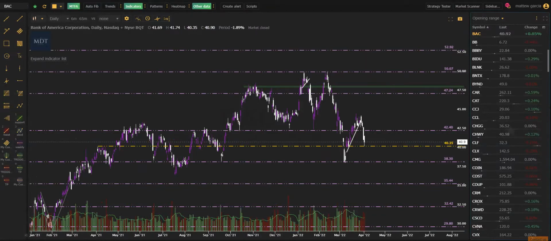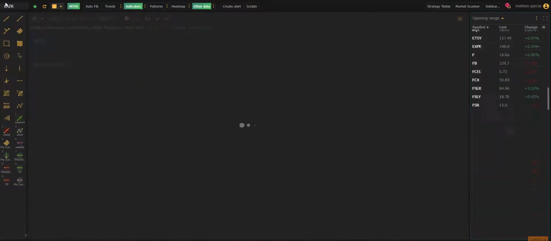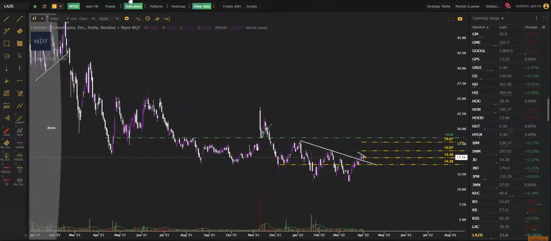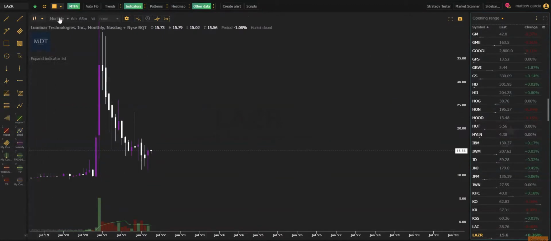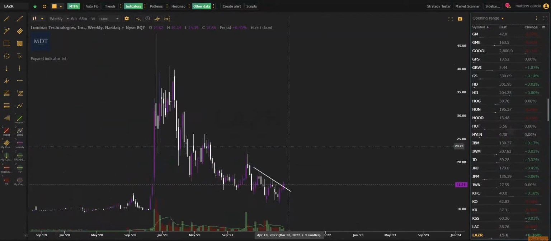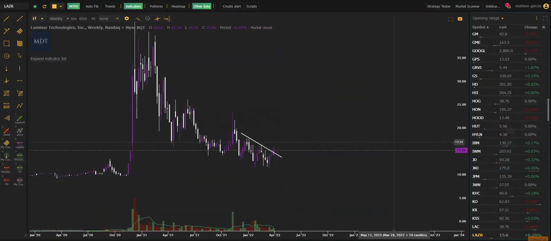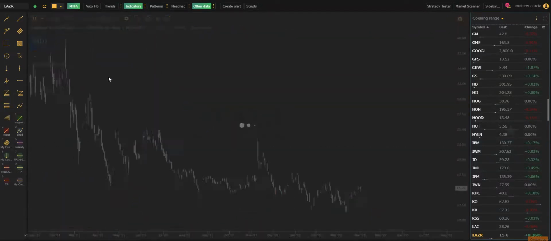And the last smallie I shall say is LAZR, a name we haven't played in a while. Let's see the monthly here. Monthly's pretty gross. Weekly, decent here. We got a lot of head height coming up, 17.77. Even if you get a move to 18, though, these contracts will fly. Daily looks a little better here.